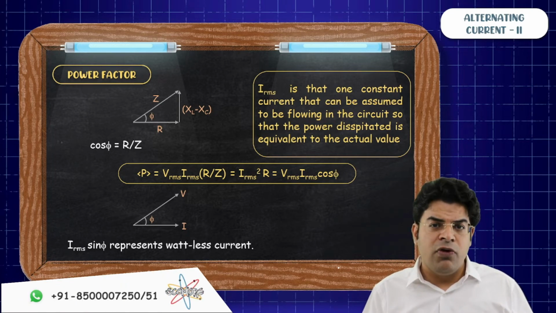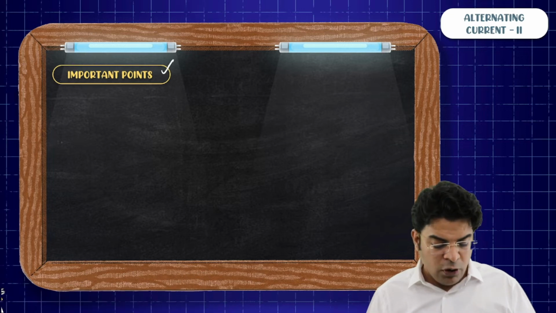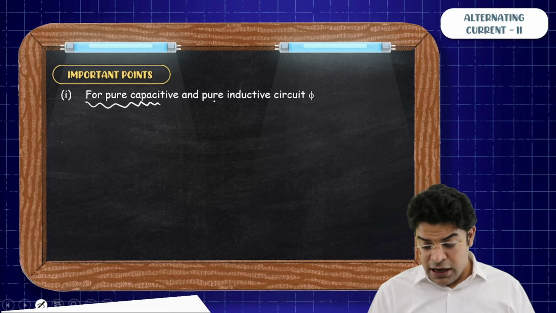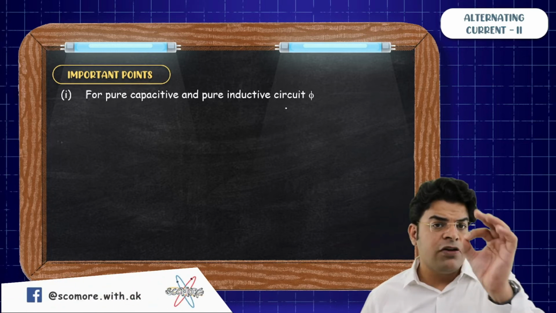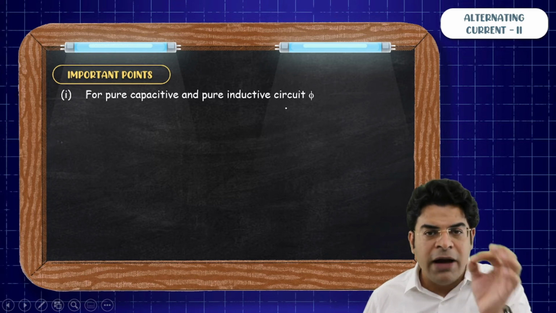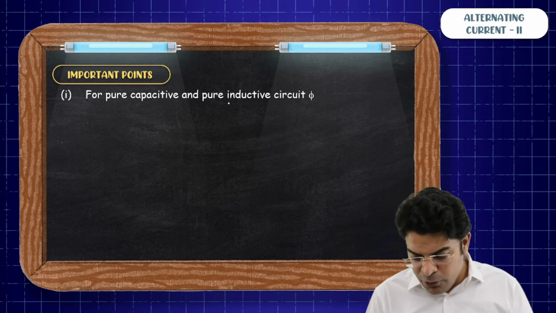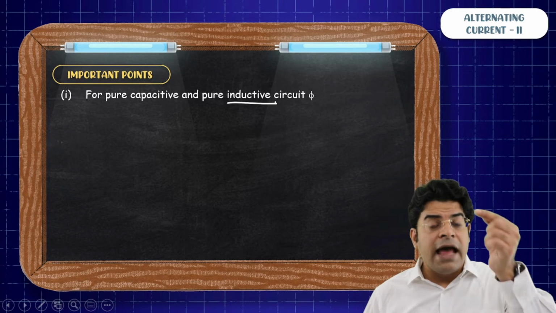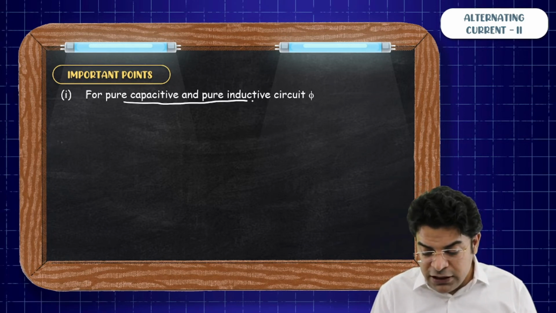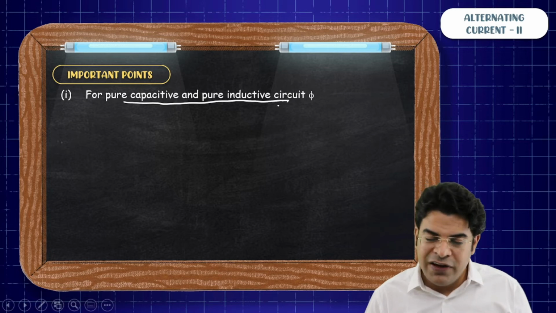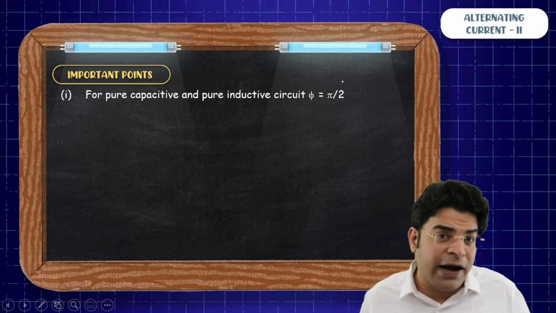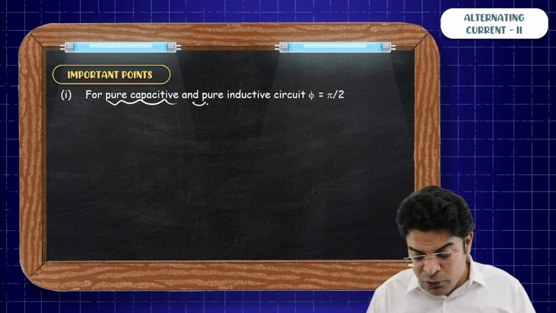So now let's move on to some important points that you should know about power. First, for pure capacitive circuit and for pure inductive circuit. In case of pure capacitive circuit, we know that the current leads the potential by a phase of pi by 2. In pure inductive circuit, the current lags behind the potential by a phase of pi by 2. So for pure capacitive circuit and pure inductive circuit, the phase difference between current and potential is pi by 2. So what will be the power factor for a pure capacitive and pure inductive circuit?